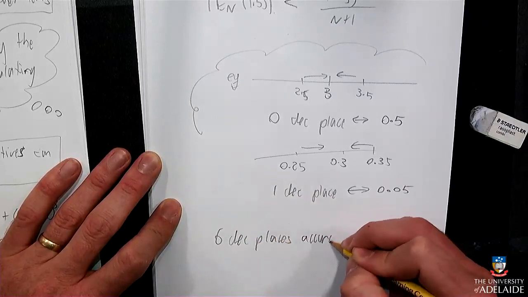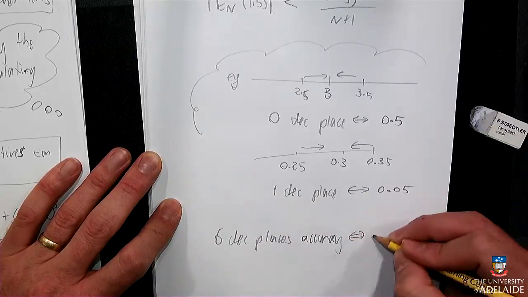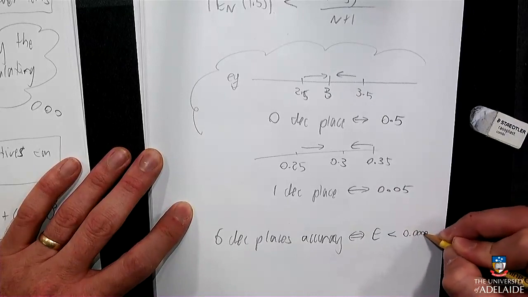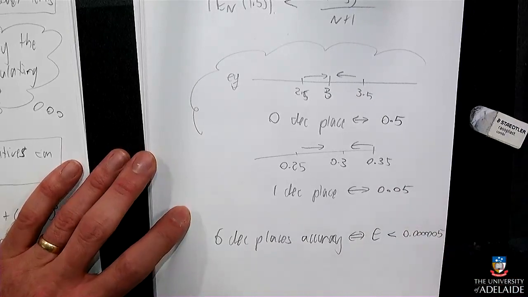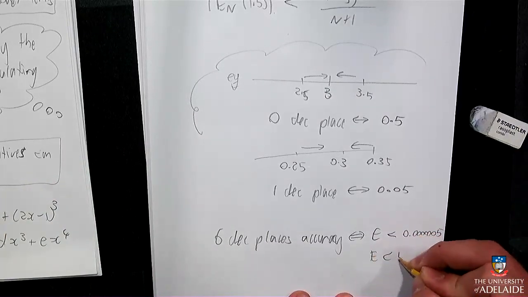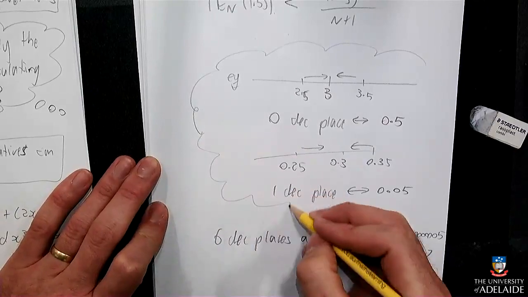Goes with the error being less than 0.0000005, which is in fact 5 times 10 to the minus 7. Okay. I always get that wrong, so this is how I think about it, and I know it's sort of stupid, but there you go.